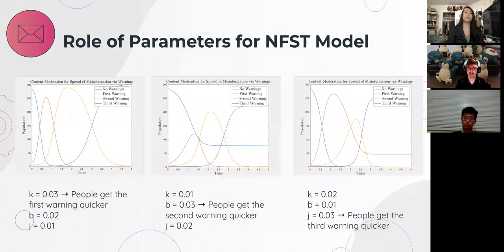For our NFST model, our three parameters can greatly affect the way our model comes out. Depending on which variable out of k, b, and j is the greatest, it would affect how quickly people move on to the next group. In some situations, such as our second and third graph here, where b or j is the greatest value of 0.03, it would not allow some groups to move on to the next in the pipeline because people are leaving the group too quickly for them to interact. The result will be an asymptote for either the no warning group or the first warning group. And additionally, our last group, which is our third warning group, will not be able to have a total population of 300 people at the end.